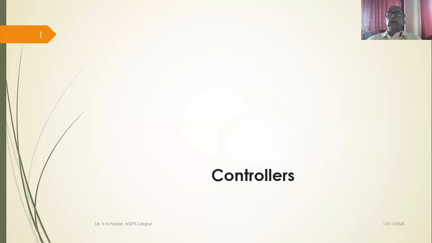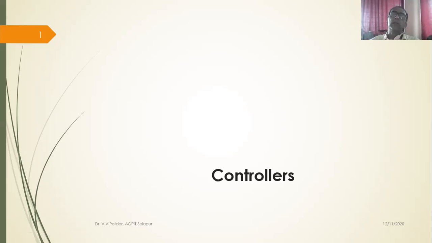Hello friends, in this lecture we'll discuss some of the controllers or control actions, which is part of our unit number 6. As we have seen in the generalized block diagram, if you just try to recollect, we had a reference input, we had one summing point, and at the summing point the reference input is compared with the feedback value, and whatever is the error signal, that error signal is fed to the controllers.